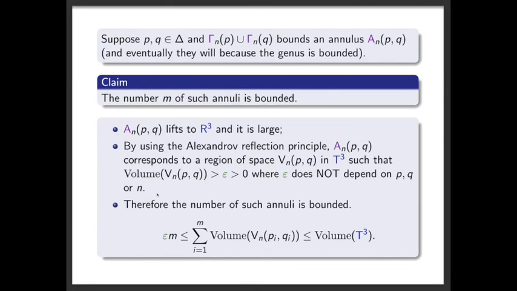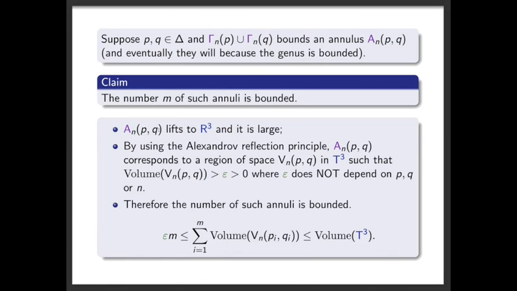Okay, so we want to prove that if you have 2 blow-up points, and the related loops bound an annulus, which eventually will be true because the genus is bounded if you get more and more catenoids, then the number of such annuli is bounded. And this again is an argument that involves the Alexander reflection principle.